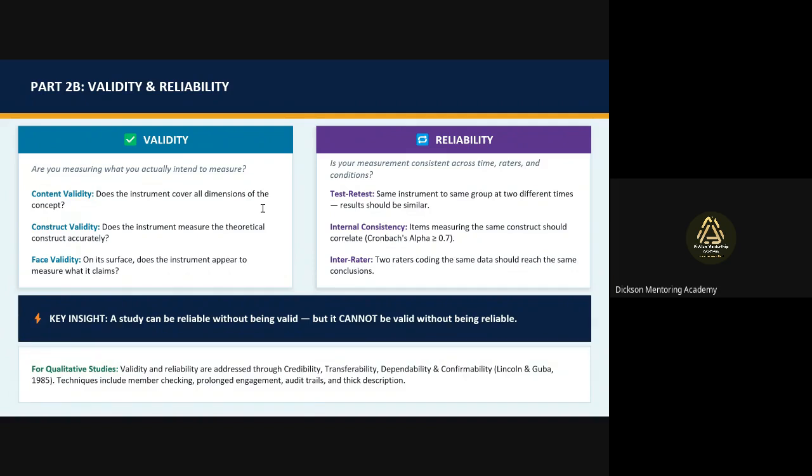For qualitative studies, validity and reliability are addressed through credibility, transferability, dependability, and confirmability, as described by Lincoln and Guba, 1985. Techniques include member checking, prolonged engagement, audit trails, and thick descriptions. That is for qualitative studies.